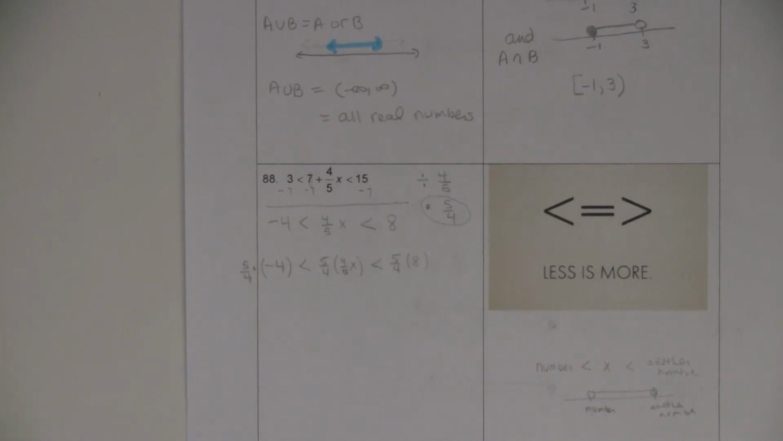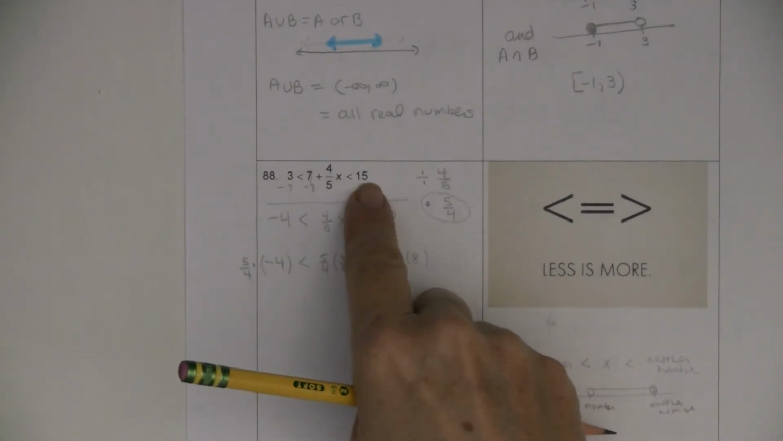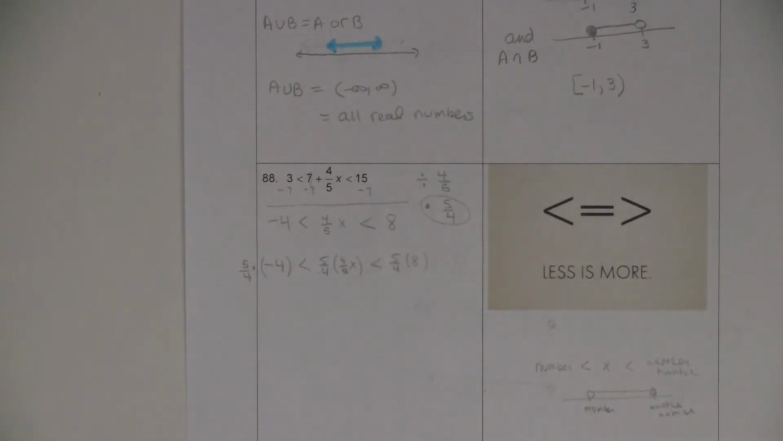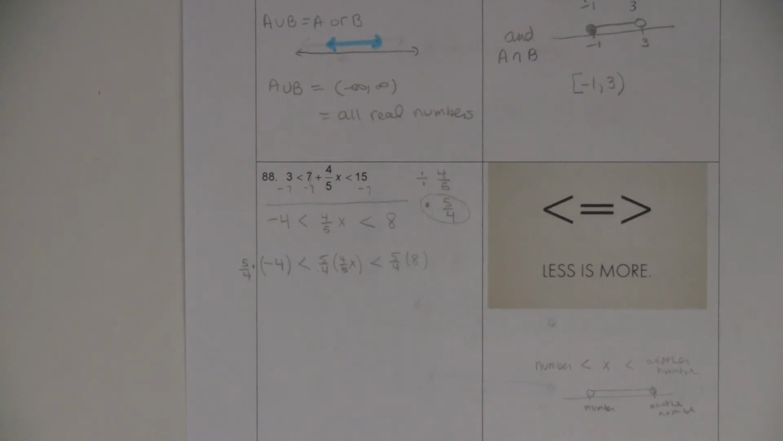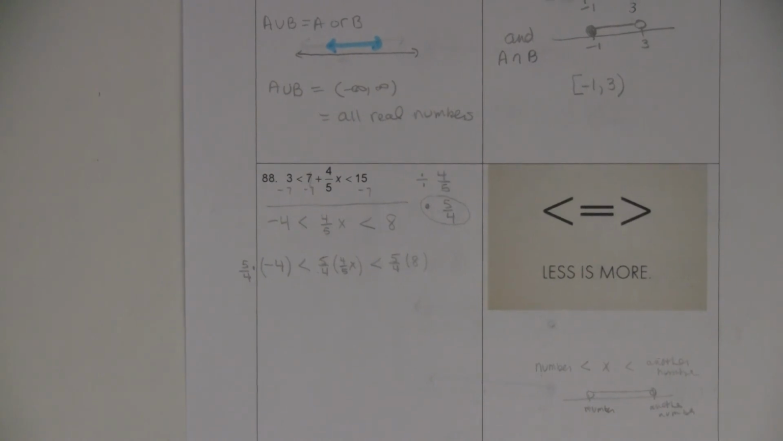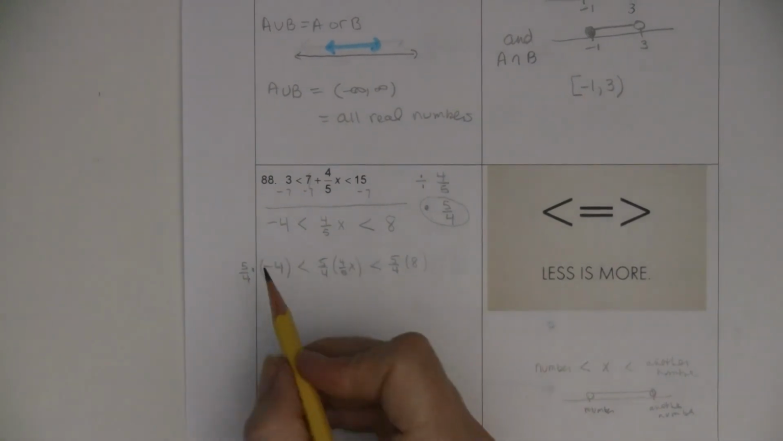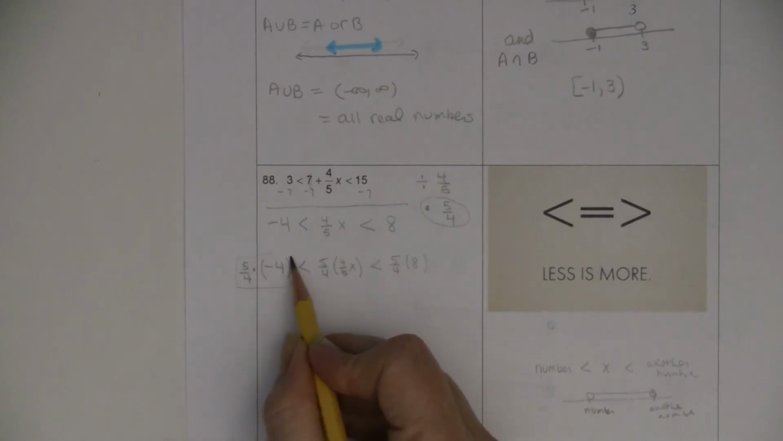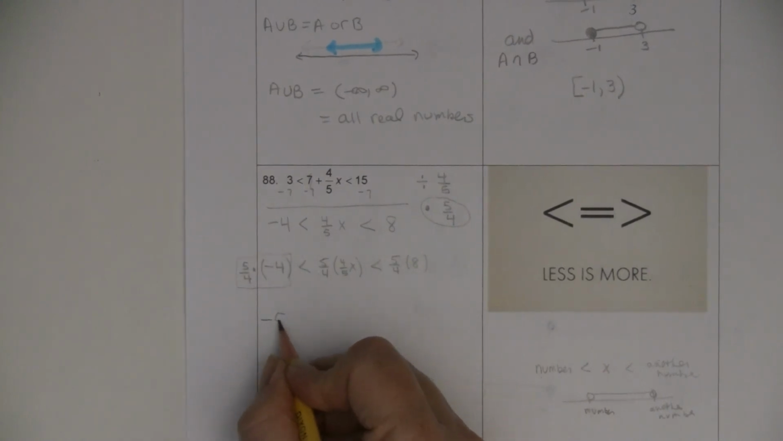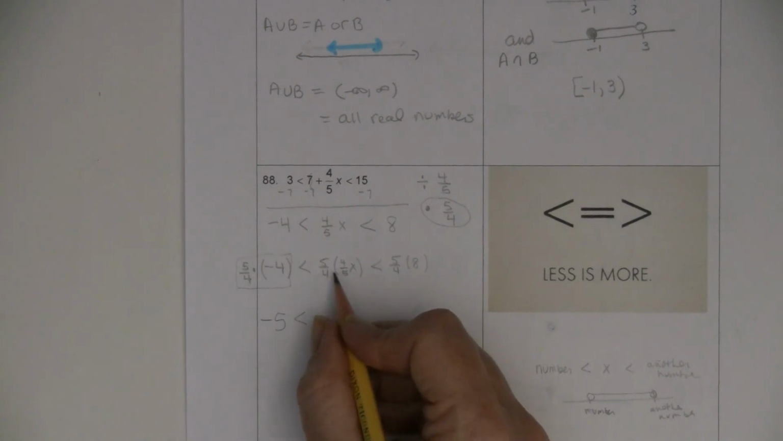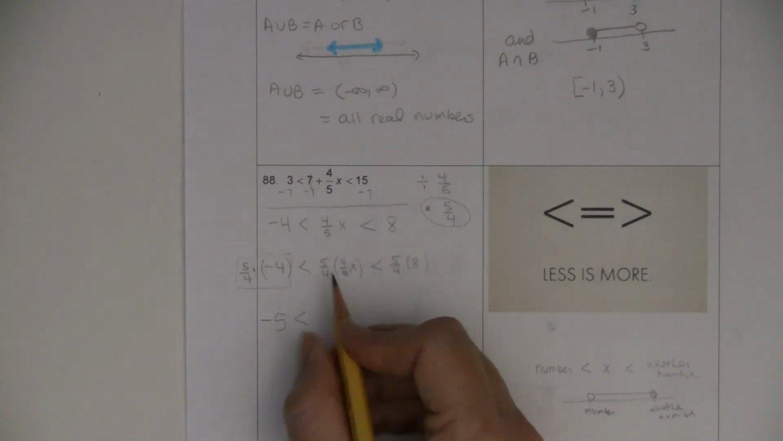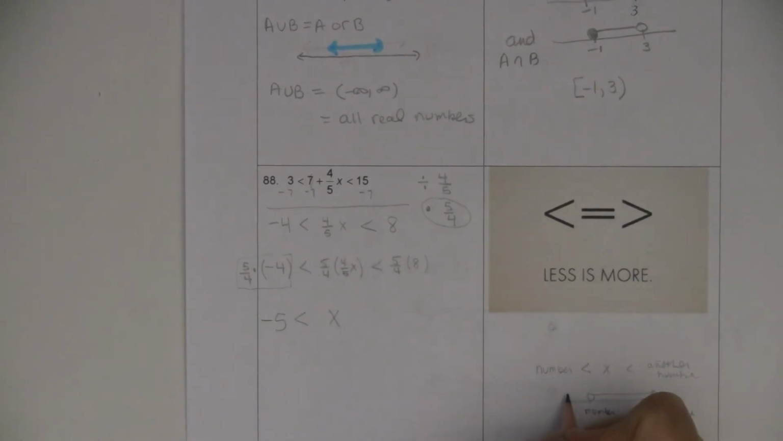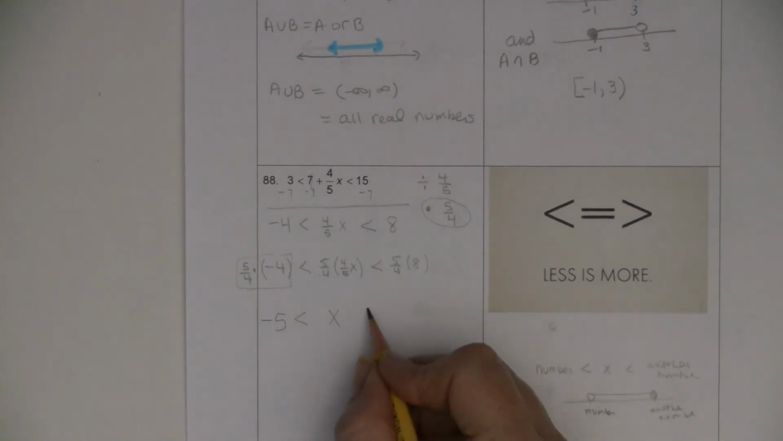You never change the symbol when you add or subtract. You only change the symbol when you multiply or divide by a negative. So I have multiplying by a positive, no change of the symbol. So when the dust clears and I do the arithmetic here, I get -5. I leave x in the center because the 5 cancels and the 4 cancels. So now I have my number down there and my x in between.